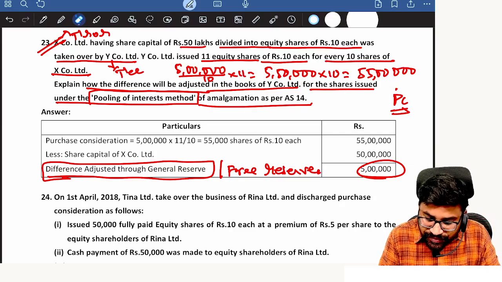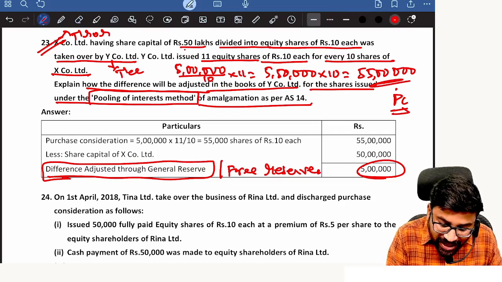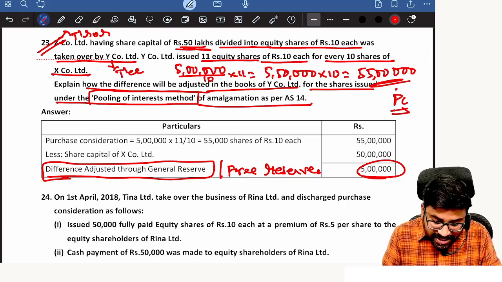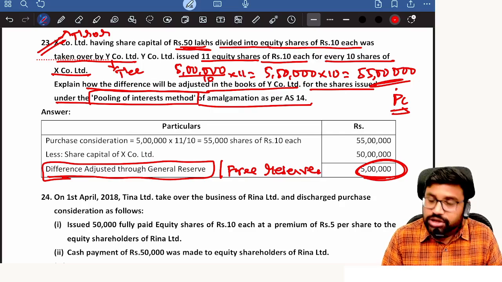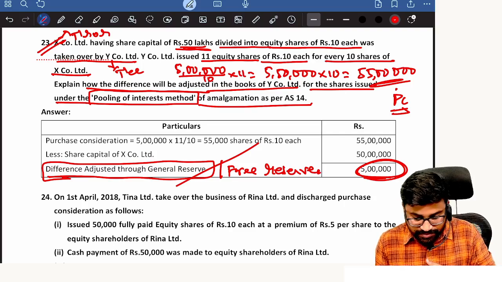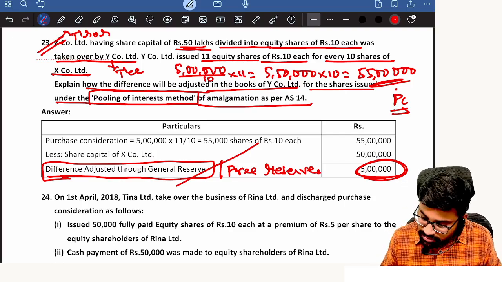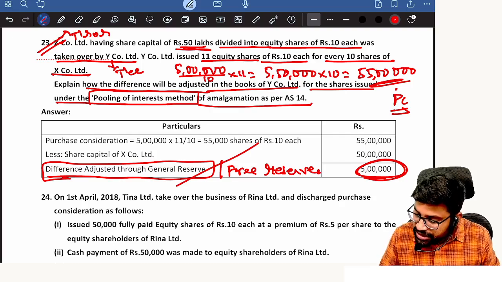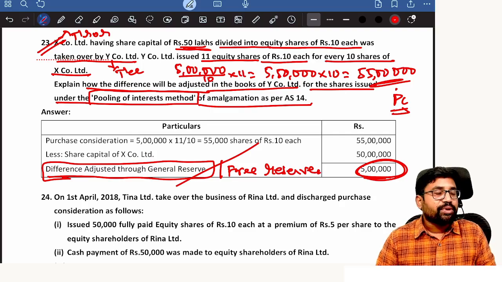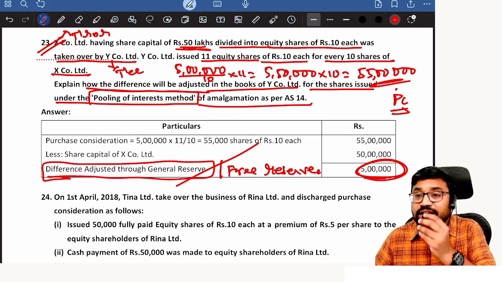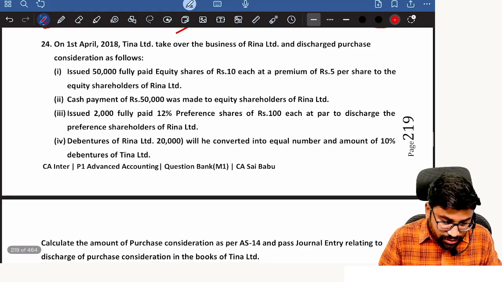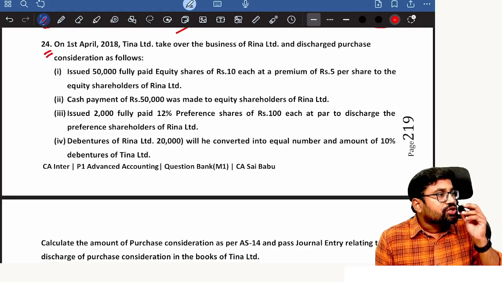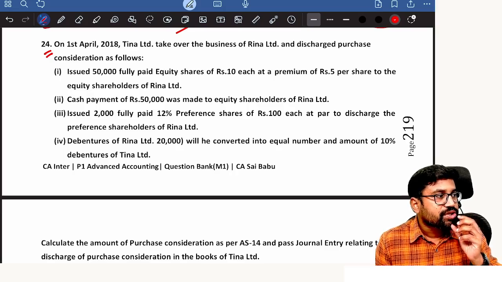Here purchase consideration is 55 lakhs. Share capital is 50 lakhs. Therefore, 5 lakhs is the excess amount you are paying. This excess amount is nothing but loss. This loss will be adjusted against free reserves of transferor company. Suppose if transferor company reserves are not sufficient, then transferee company. If transferee company free reserves are also not sufficient, it is debited to P&L account of transferee company. This is 23. Mark it, completed. Next, come to 24. This is also a question relating to PC, purchase consideration.